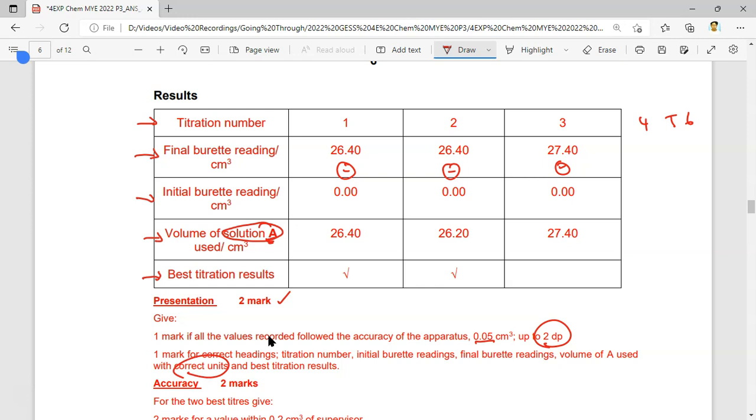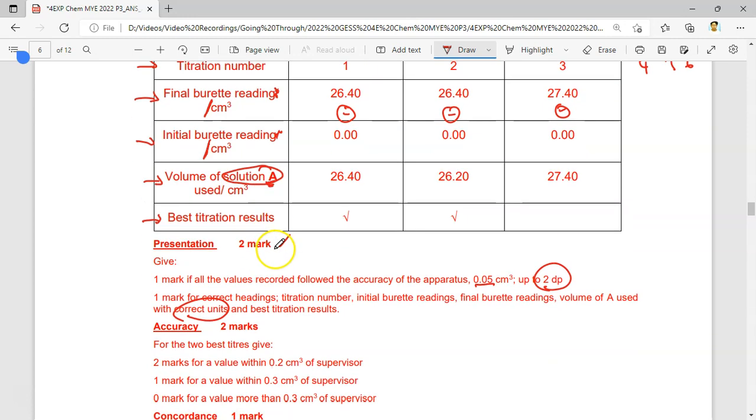So presentation, 2 marks. 1 is for the reading of the burette to 2 decimal places. The other one is making sure that all your necessary headers are present. Take note, the units here are actually /cm3. Some of you may write it another way, that also can. So just take note, your units are equally as important whenever you are doing the table.